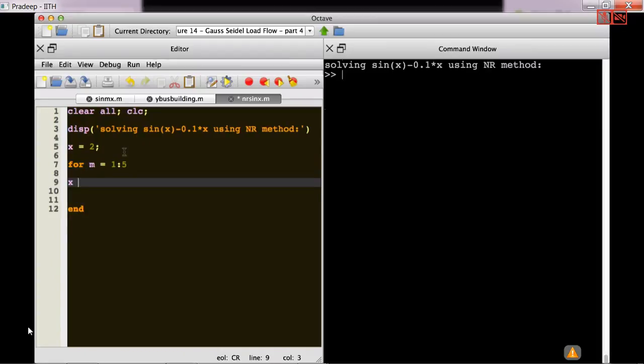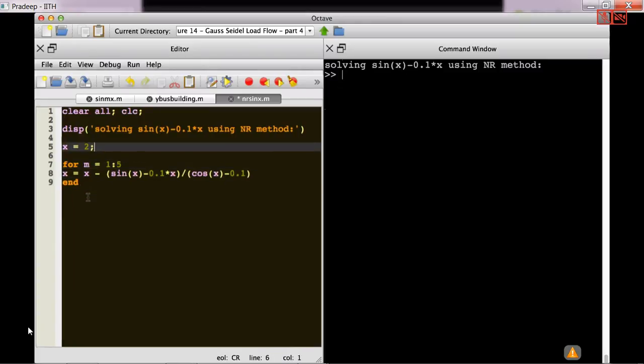So what is the new value of x? So old value of x minus f of x. So what is f of x? Sine of x minus 0.1 into x, divided by f dash of x. So what is the differentiation of sine x? It is cos of x. And what is the differentiation of minus 0.1 into x? It is nothing but minus 0.1. So simple, I have just given this one line equation. That's all. Our Newton-Raphson program is completed.